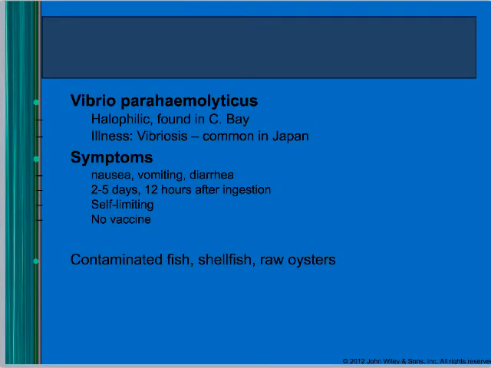Okay, now another Vibrio is Vibrio parahaemolyticus. Okay, it is found in the bay. It likes salt water. Okay, it's more common in Japan, and it's self-limiting. So basically, you eat bad fish, something that's not cooked all the way, and you get sick, and you feel better in like a week's time.